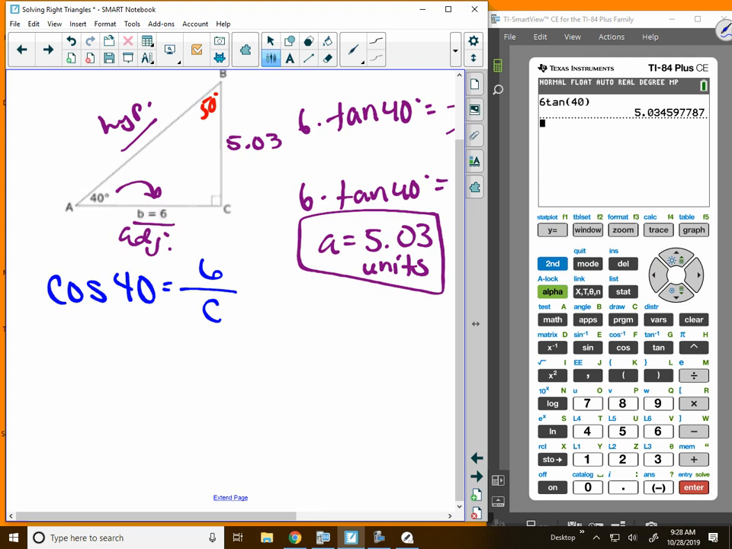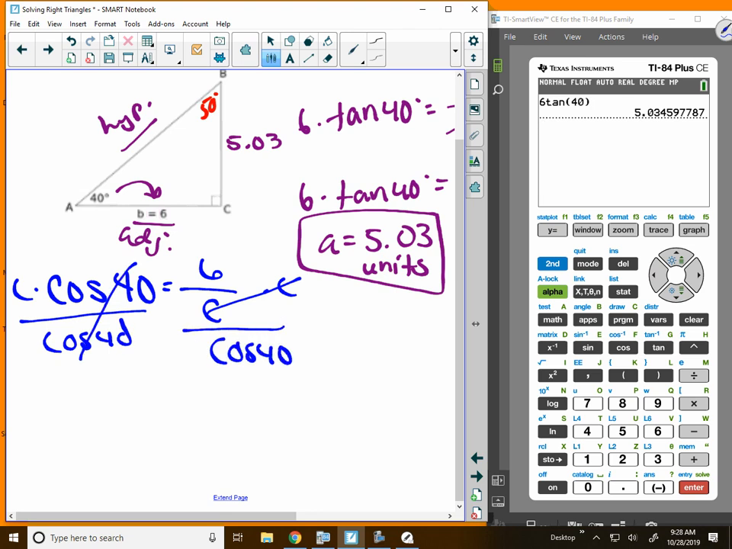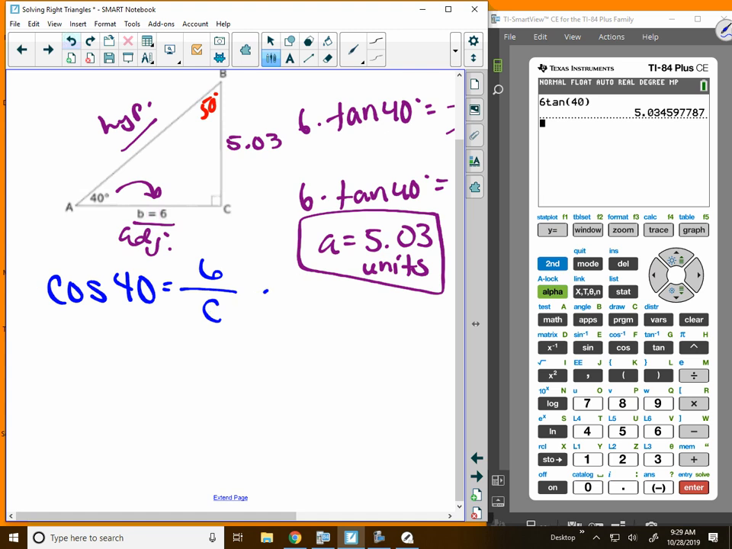Now, if you want to solve this, I'm going to show you a quick trick. I want you to write this down. Typically, we would multiply by C and divide by cosine 40. So then we end up with C equals 6 over cosine 40. That's what we would do. I know it's going to be hard to see, so I'm going to undo that. So this is what I ended up with.